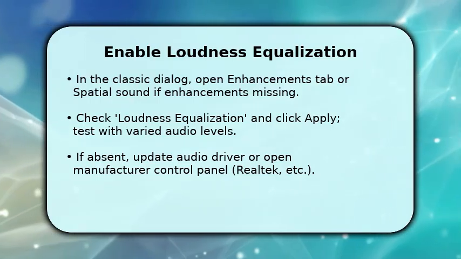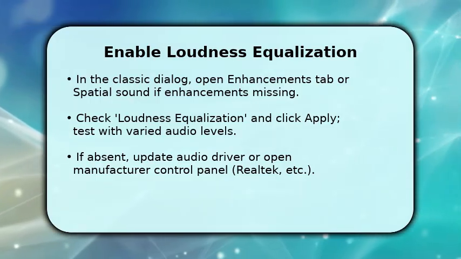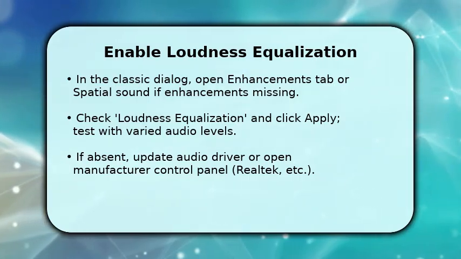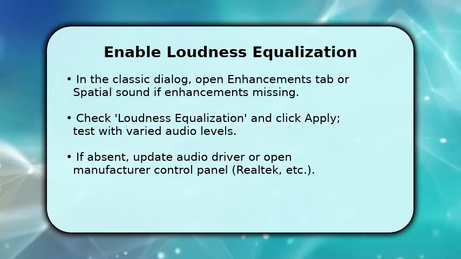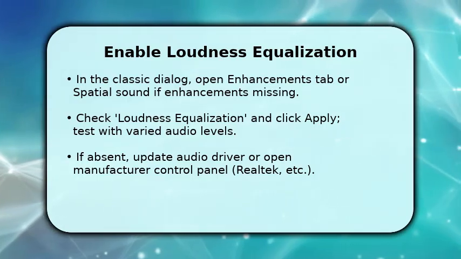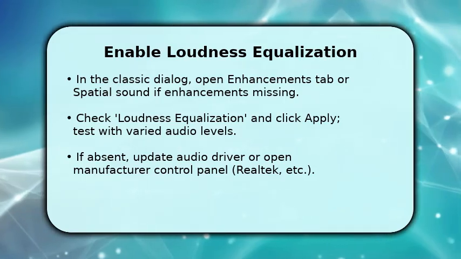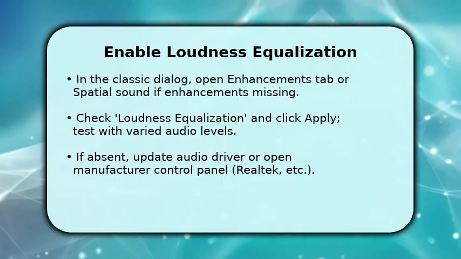In the Classic Sound dialog, switch to the Enhancements tab. If you don't see it, check Device Properties Additional Settings or Spatial Sound Options. Check the box labeled Loudness Equalization and hit Apply, then OK to close. Once done, play content with quiet and loud passages to verify smoother volume.